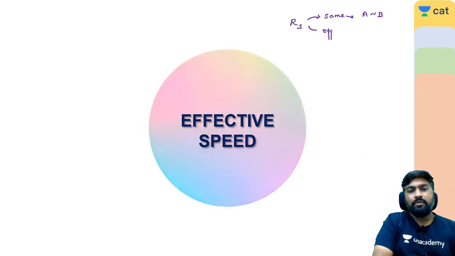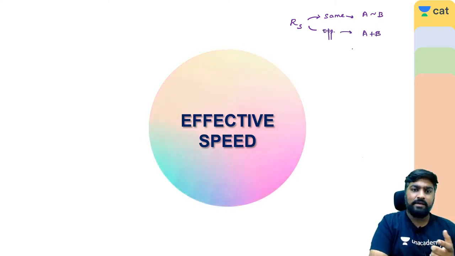But what happens when they move in the opposite direction? We add their speeds, right? The relative speed basically becomes the sum of it.